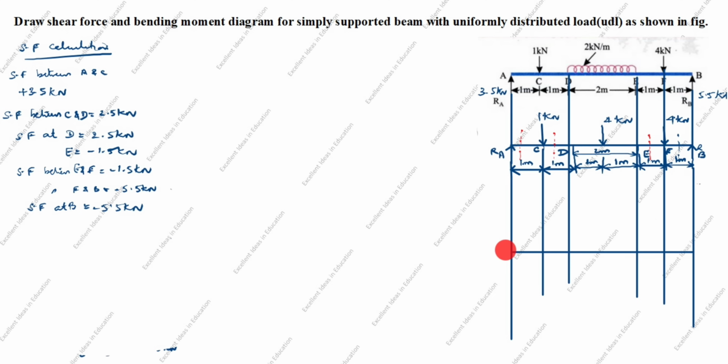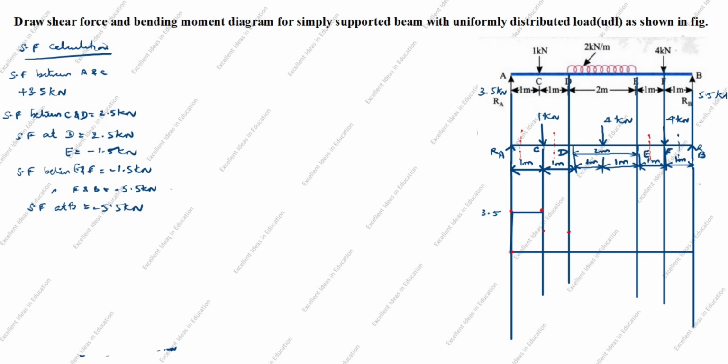Now we will draw the shear force diagram. First point is 0, so we will point it here. Next, you see shear force between A and C is 3.5. From here to here is 3.5, A to C. Join this line also. Next, between C and D is 2.5. So here is 2.5, and here is also 2.5 between C and D.